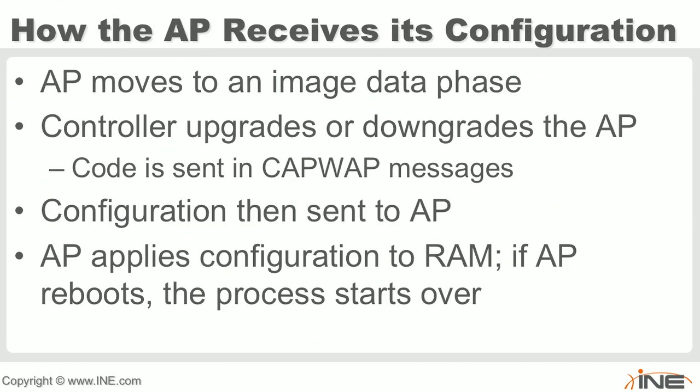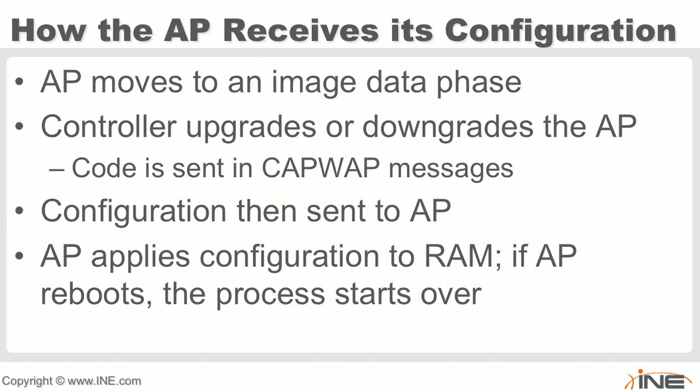So the AP is going to receive its configuration. After it joins a controller, it's going to move to the image data phase. So the controller is going to upgrade or possibly downgrade the AP. The code is going to be sent in CAPWAP messages. We'll already have a DTLS tunnel. The configuration will then, once it's upgraded or downgraded, be sent to the AP.